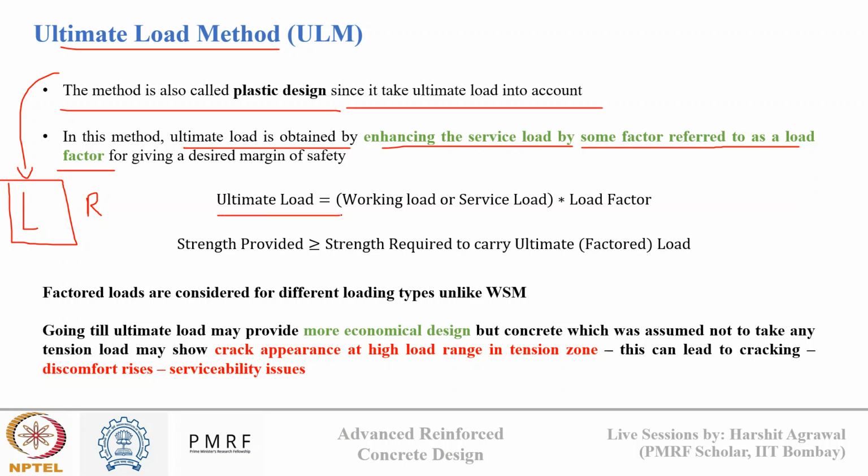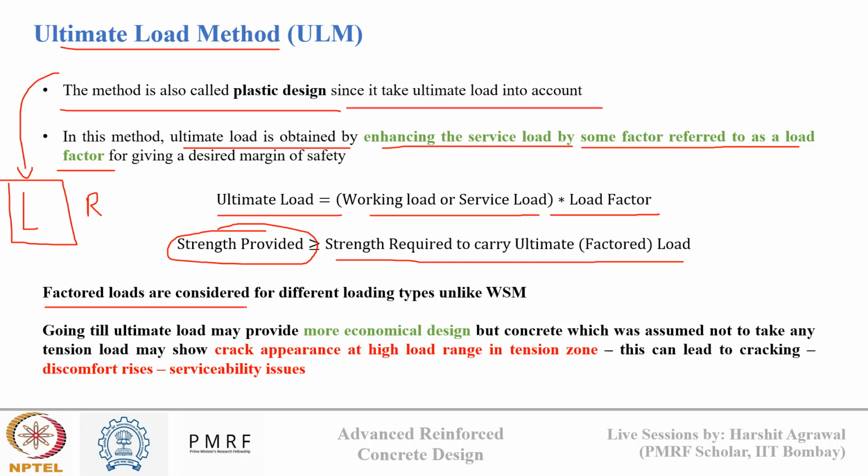So you can see here, ultimate load is the working load or the service load times the loading factor, and this increased load should be less than the strength of the structure. The strength that we have provided to the structure should be more than the strength required to carry the ultimate load. That is the basis of the ultimate load method. We are applying a factor of safety on load rather than resistance. Factored loads are considered for different loading types that were not considered in the working stress method.